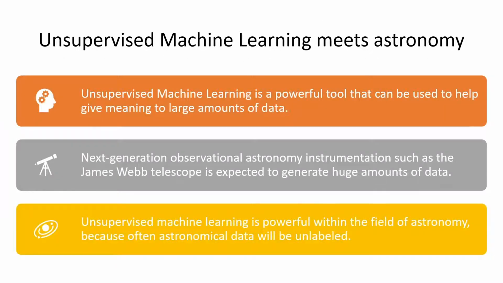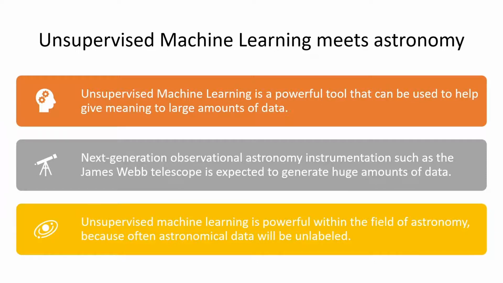So now we know that unsupervised machine learning is a powerful tool that can be used to help give meaning to large amounts of data. And what kind of data can we apply this to? Well, we know that the universe is a pretty big place, and there's all kinds of new instrumentation constantly coming up, such as the James Webb Telescope, which I'm sure a lot of people know about, that is expected to produce massive amounts of data, and it is quite frankly impossible for human beings, without the help of machine learning, to sift through this data themselves.